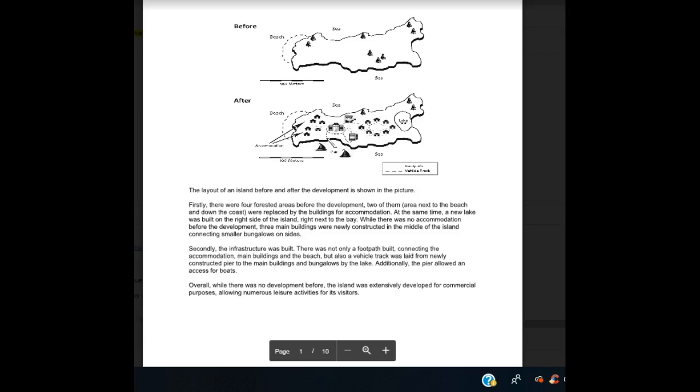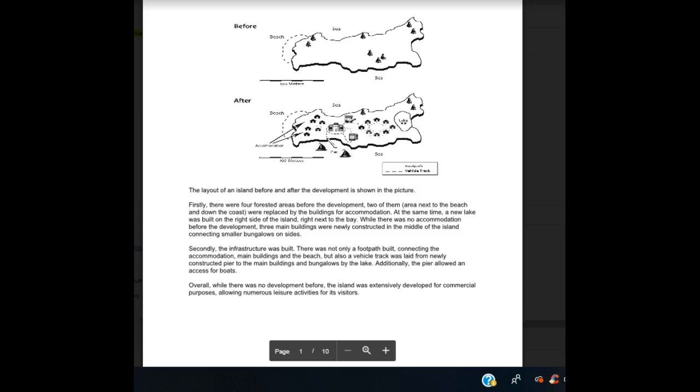The first one is the map. Let's see how you answered this. "The layout of an island before and after the development is shown in the picture." Okay, it's fine. I mean, typically there's a pretty standard expression for how to do this. It's just, the illustration provides information regarding an island prior to and after development. I mean, it's just a pretty standard way of saying that, okay? Or the map provided gives information regarding, etc., etc. Okay, but what you said is fine.